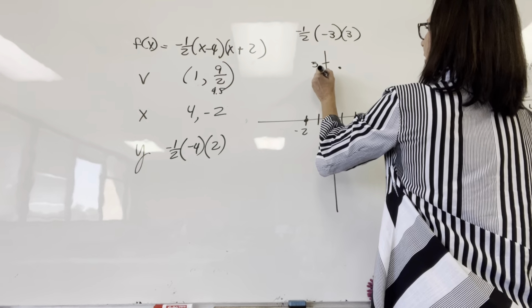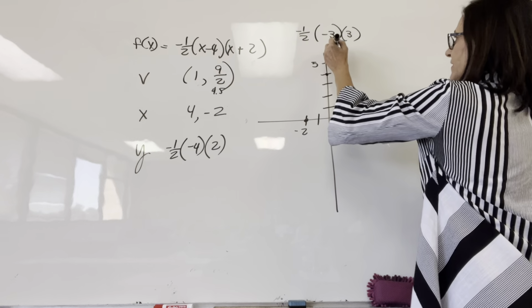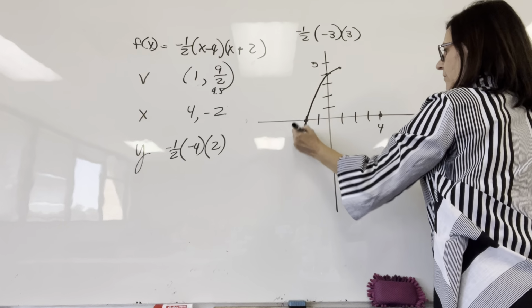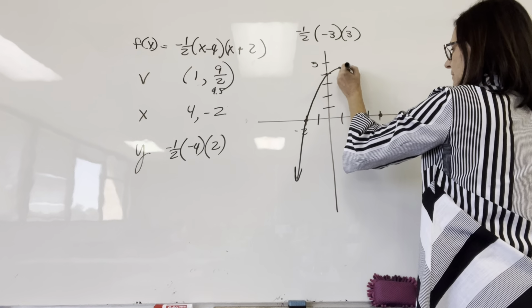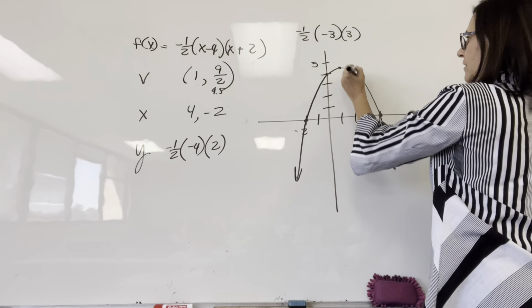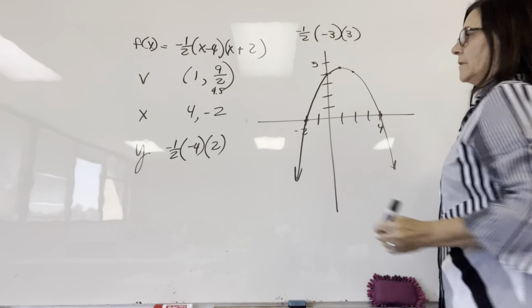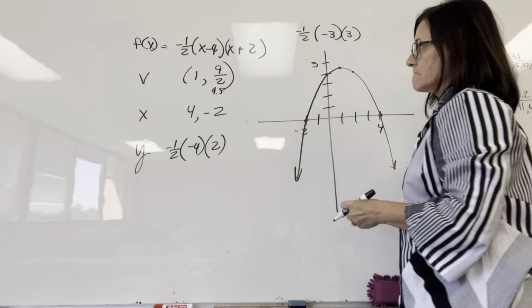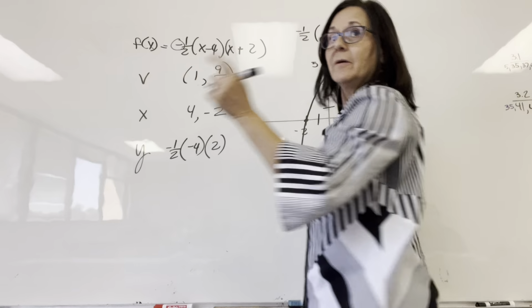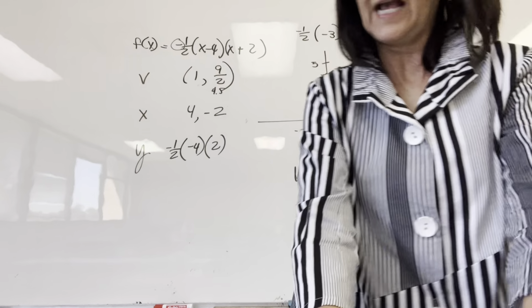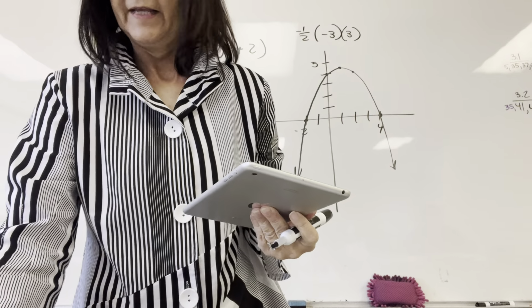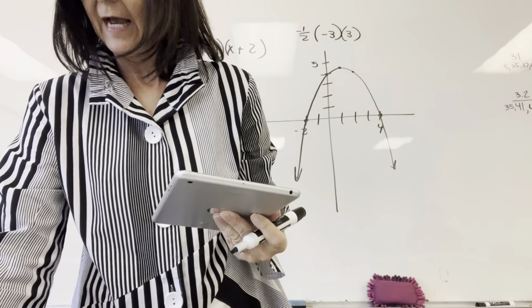So 4. If this is my x, I don't really need another one, right? I could have plotted a point over here through my axis of symmetry. And you know it opens down because of the negative 1/2. That is exactly correct. Y is just 4.